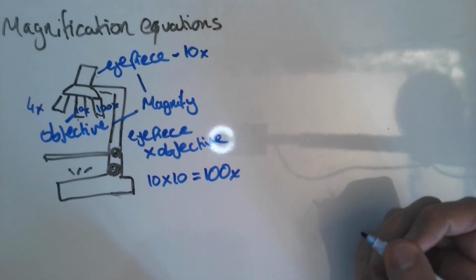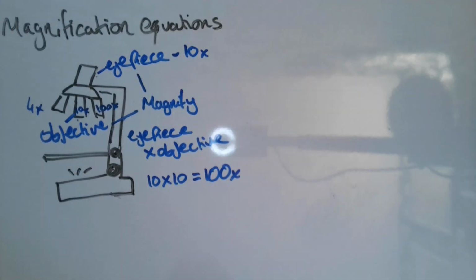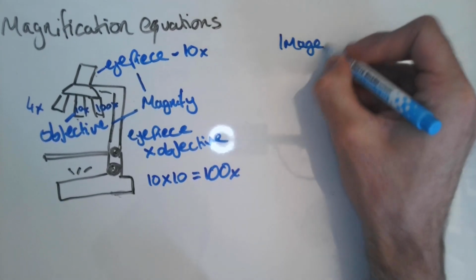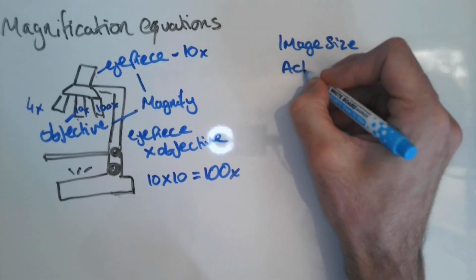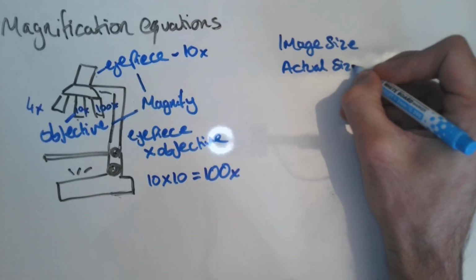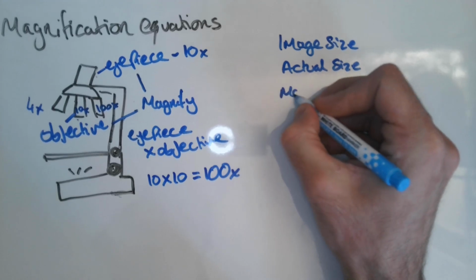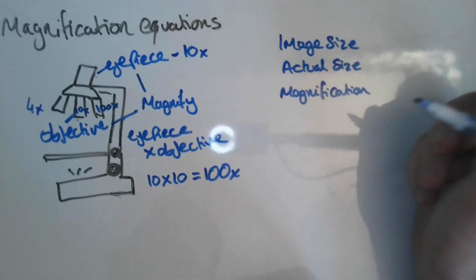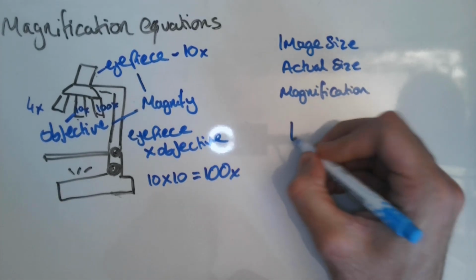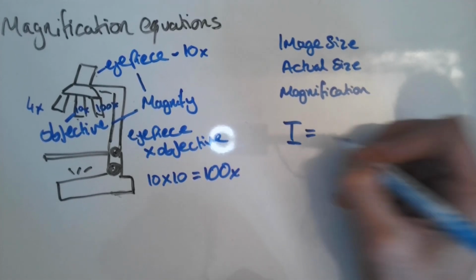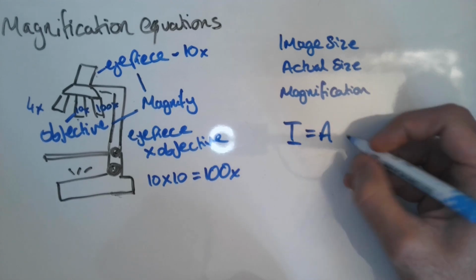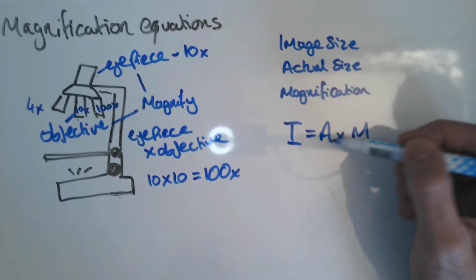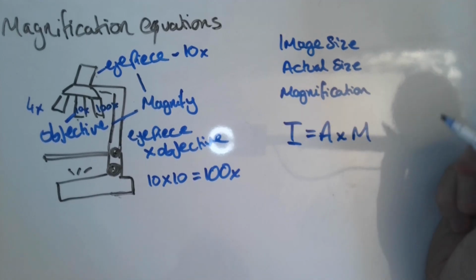The second equation that you need to be aware of is a little bit more complicated and looks at the relationship between image size, actual size, so what is the image in real life, the object in real life, and magnification. Now the relationship is quite simple, and the image size, which we're going to just call I for now, is equal to the actual size, A, times the magnification. So whatever we magnify the actual size by is going to be our image.